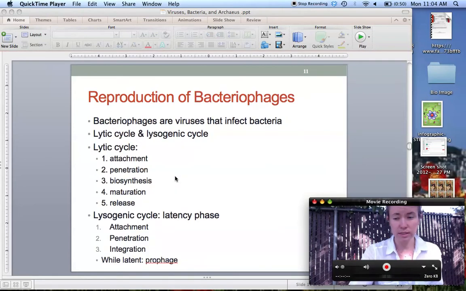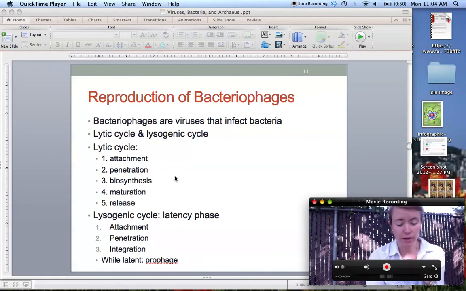So there's a couple of different kinds of viruses we're going to talk about. The first one are those that infect bacteria, and these are called bacteriophages. That's pretty easy to remember. A bacteriophage has two different life cycles, the lytic cycle and the lysogenic cycle. And so the lytic cycle is the dangerous one. The lytic cycle is when it's actually using the host cell's machinery to make more of itself.